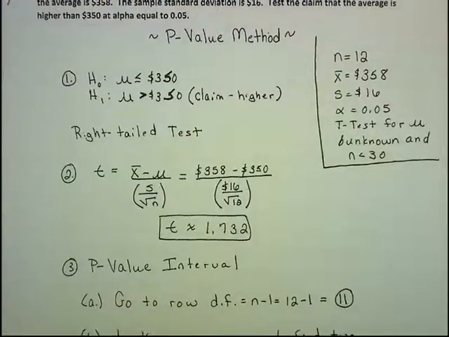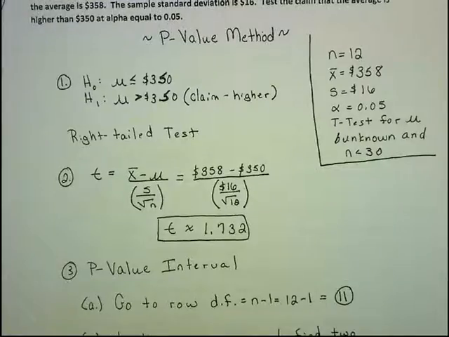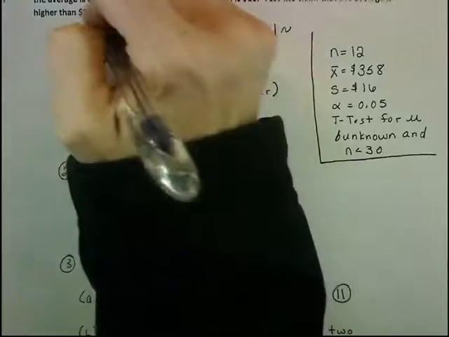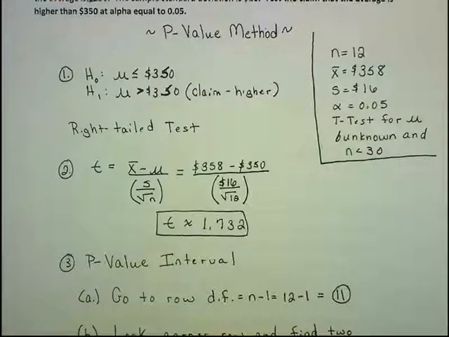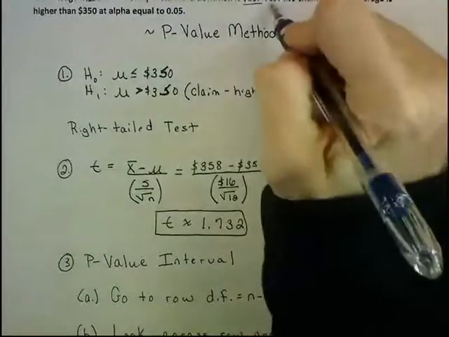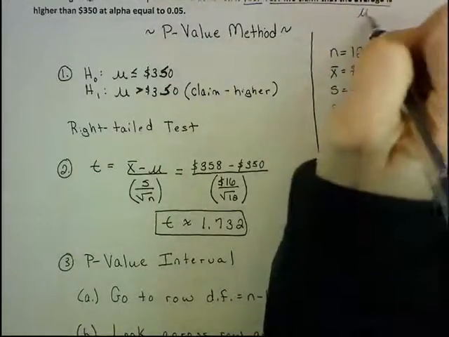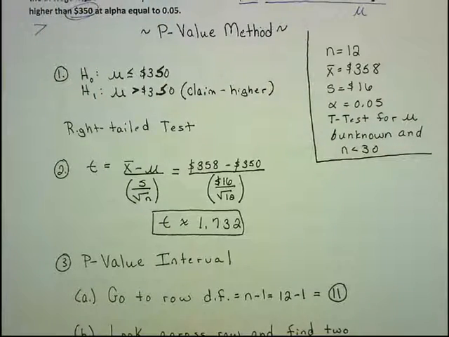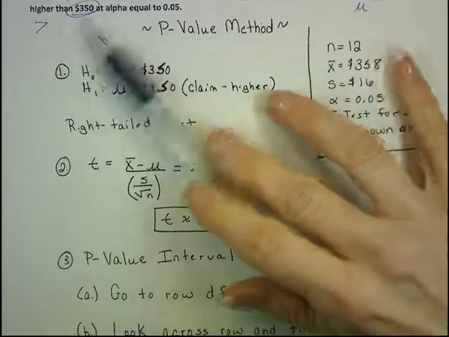She samples. Who samples? The company owner, who's suspecting that it's higher. 12 companies in, and finds that the average x-bar is 358. The sample standard deviation s is $16. Here we go. Test the claim that the average mu is higher than, greater than 350 at alpha equals 5%. So the claim's not coming from the officer. The claim is coming from the company owner who's suspecting that it's higher. So we will actually go with the symbol greater than.